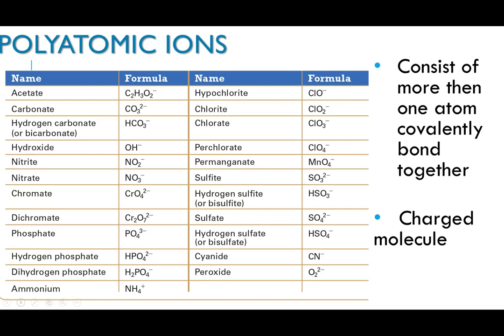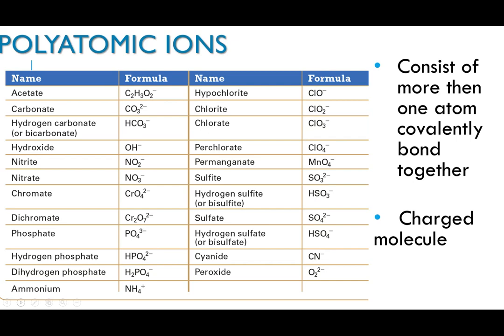Let's talk about the other exception to the rule now. The other exception to the rule is something called a polyatomic ion. So let's break that down. Poly is the prefix for many, atomic, atoms. So many atoms coming together. So it consists of more than one atom. Those atoms are covalently bonded together, and these are polyatomic ions.